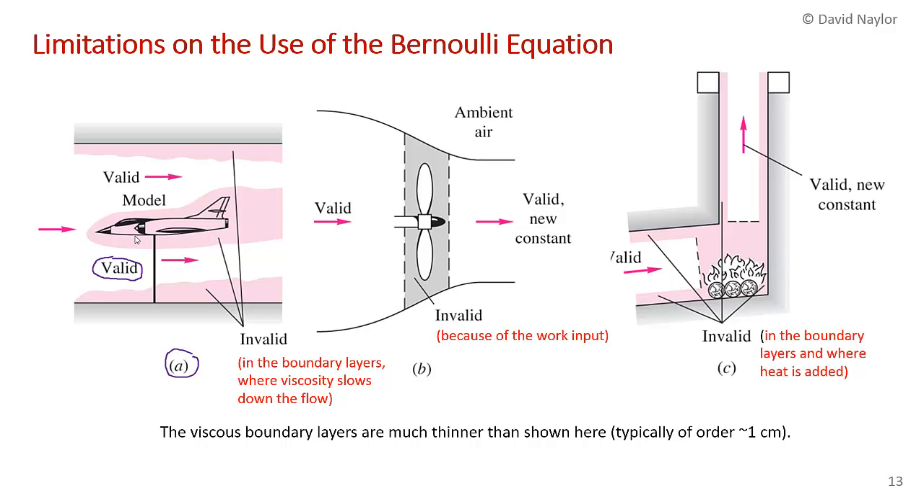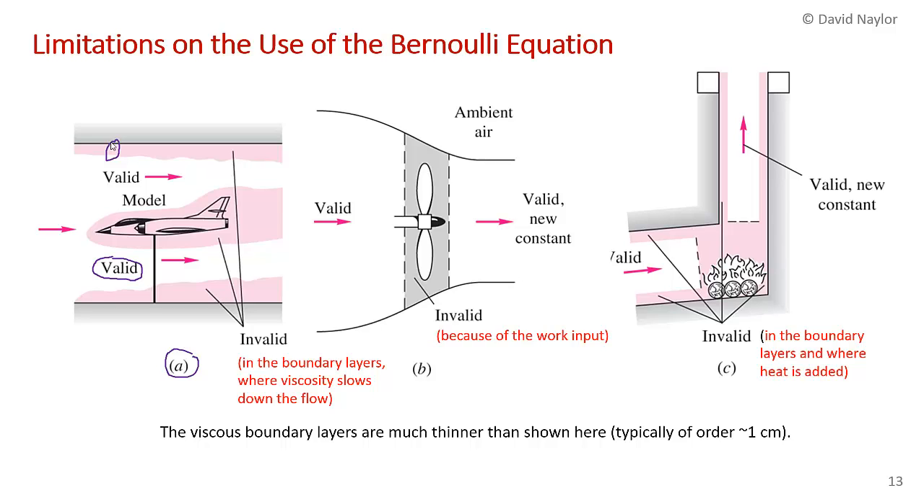Now, in reality, the viscous boundary layers, that's what these are called. This is called a boundary layer here, where the flow is slowed down by the action of viscosity, are much thinner than what are shown here. They're typically of the order of about 1 centimeter.